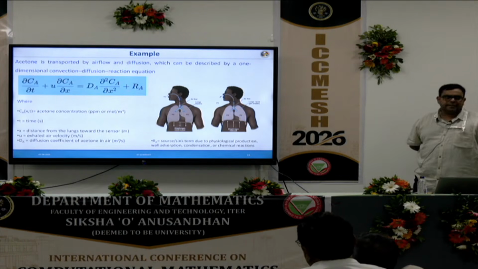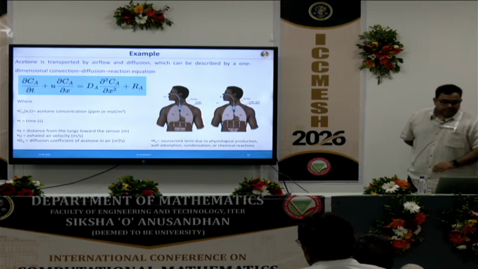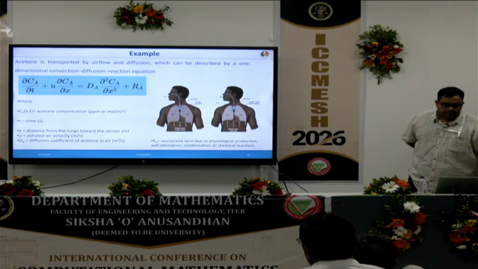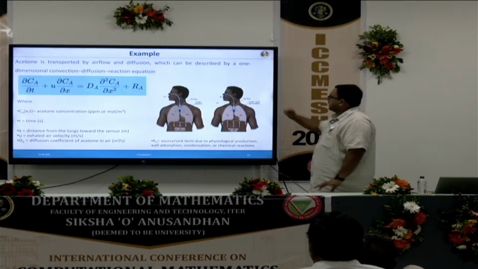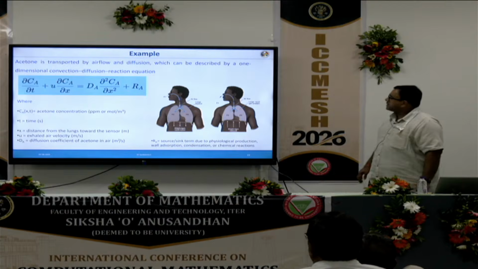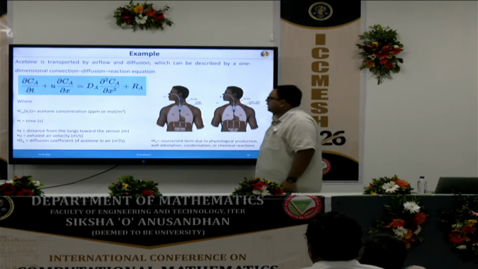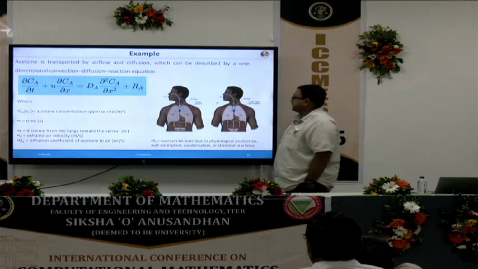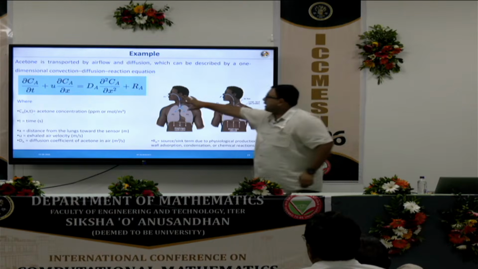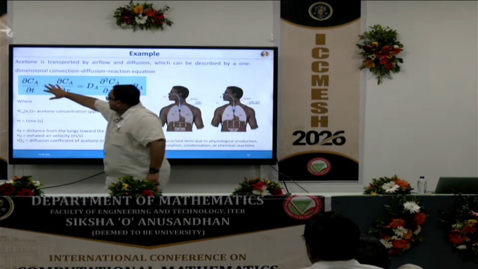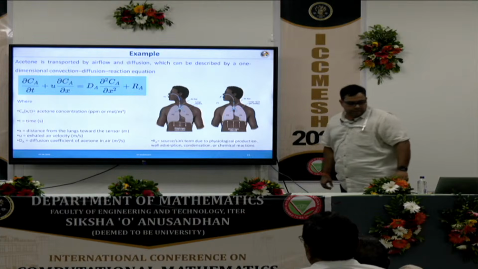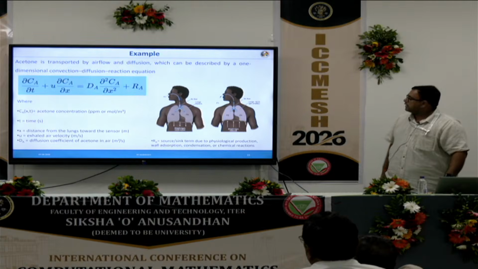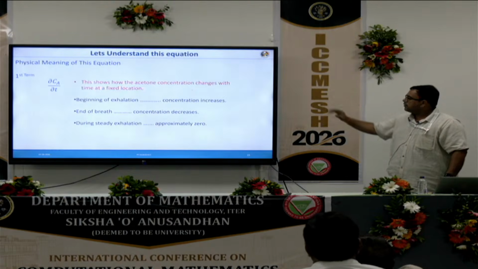Like I have given one example. Acetone is transported by airflow and diffusion, not only by airflow, it is also diffusion that I will talk about, which can be described by, here I have taken only a one-dimensional convection diffusion reaction equation, and this is the equation here. Let's have a look at what each and every component means over here, and I think that will clear everything, and then we may conclude.